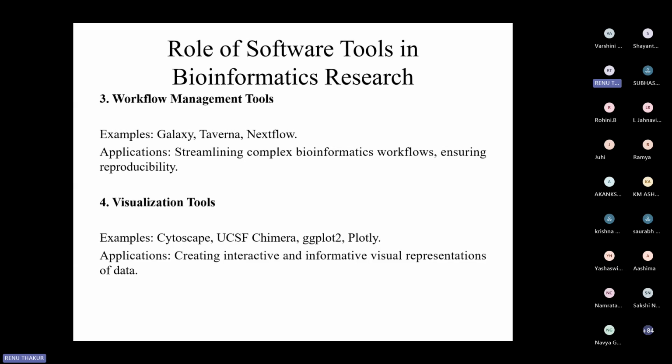We'll be overseeing the systems together. Workflow management tools of that kind are Galaxy, Taverna, Apache software, and Nextflow. These tools help in streamlining complex bioinformatics workflows.